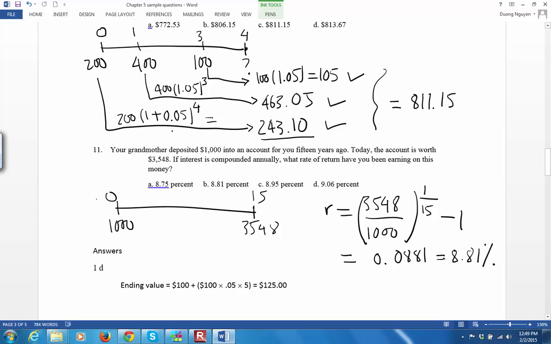Alright. So what it means is, if you invest $1,000 today and the interest rate is 8.81%, after 15 years you will receive $3,548. Okay, so the questions in chapter 5 are pretty simple.